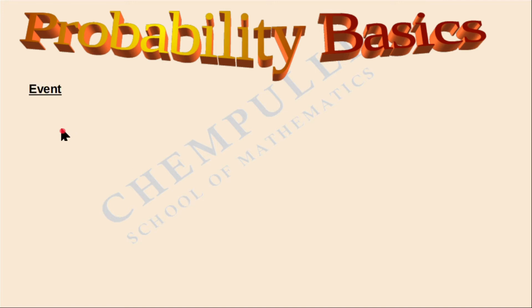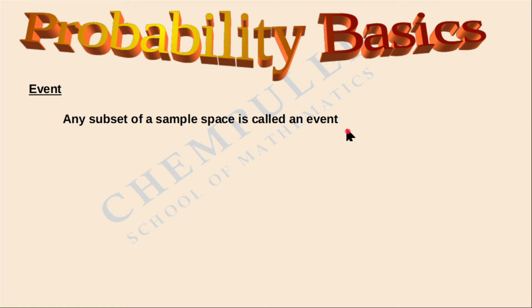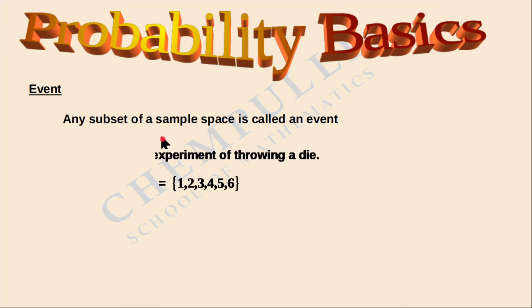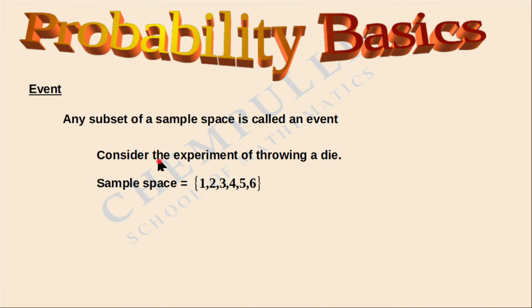The next, event. Any subset of a sample space is called an event. That means an event is a subset of a sample space. So consider one example. That is, consider the experiment of throwing a die. We know the sample space in the die case: the set 1, 2, 3, 4, 5, 6. Then here, a number less than 5. Then the numbers are 1, 2, 3, 4. That is one event.